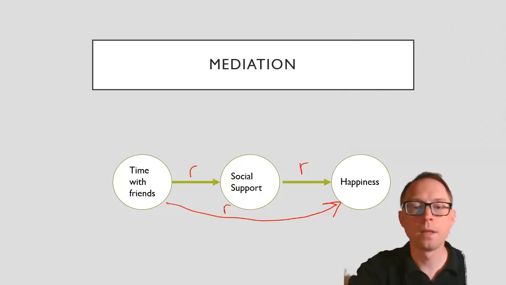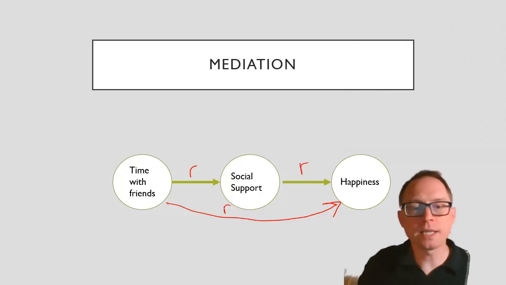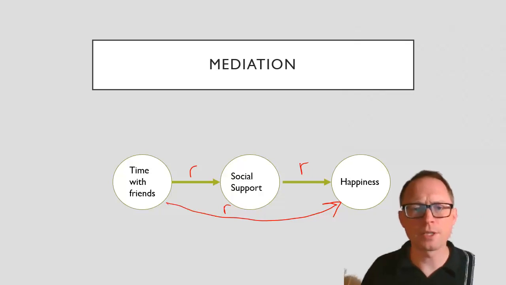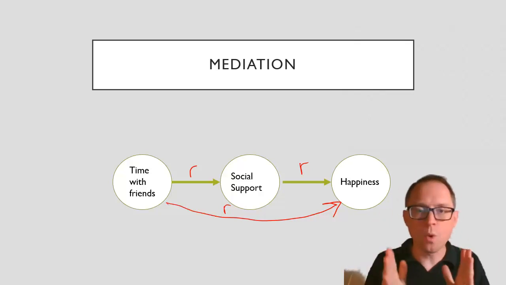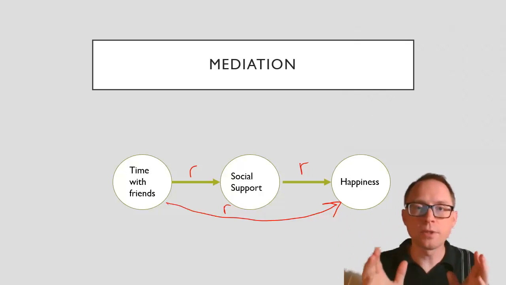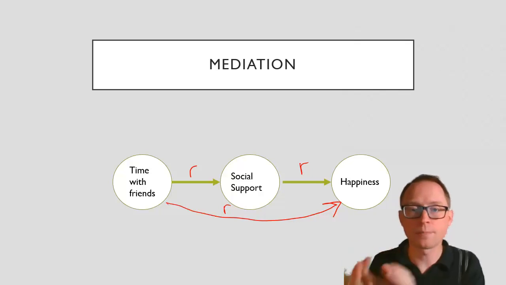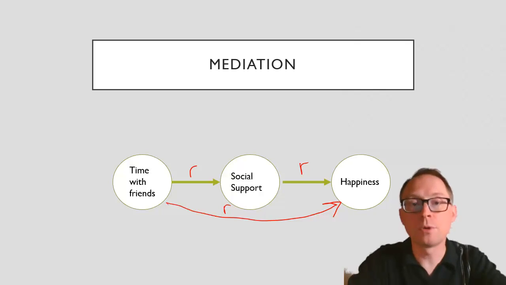Now we need to talk about mediation, because what we have right here cannot tell us that time with friends has to go through social support in order to create happiness. Mediation means it's got to go through, right? Immediate means without anything in the way, right? Mediation means I've got something in the way, something in the middle. So what we're saying with this hypothesis is that time spent with friends causes more social support, and that causes happiness.